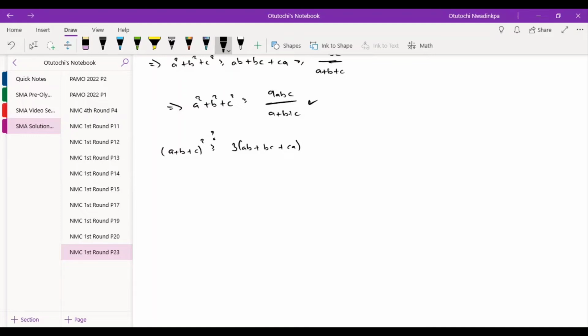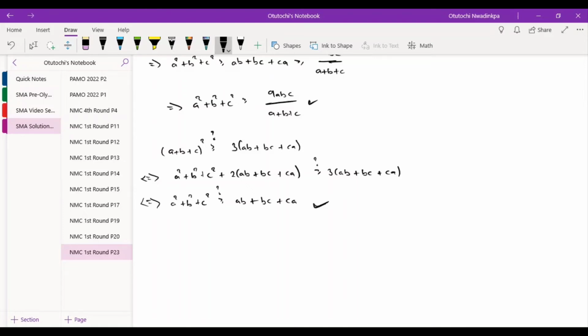So we can expand again. We are working backwards for this one. So this is true if and only if a²+b²+c²+2(ab+bc+ca) is greater than or equal to 3(ab+bc+ca). And then this is true if and only if a²+b²+c² is greater than or equal to ab+bc+ca. But you have already shown this here, right, with AM-GM. So this is true, which implies that this is true.